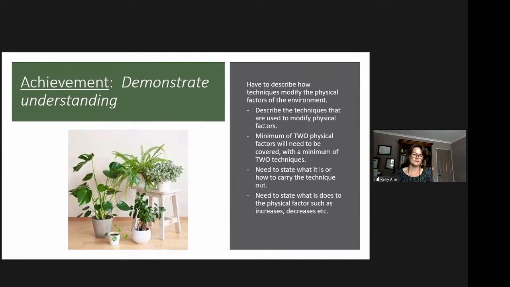Okay, right. So for achieved, you need to be able to choose some techniques to modify those physical factors. You need to have 2 physical factors with a minimum of 2 techniques to pass this paper. You need to be able to state how to carry out that technique and state what the physical factor does to the plant, how it affects its growth. So does it increase it? Does it decrease it? What does it actually do?